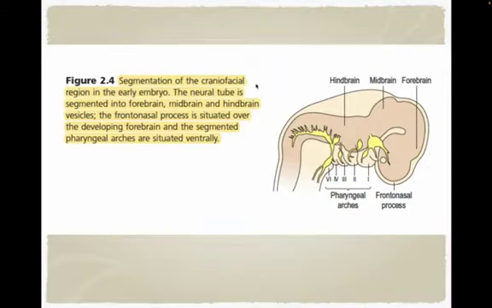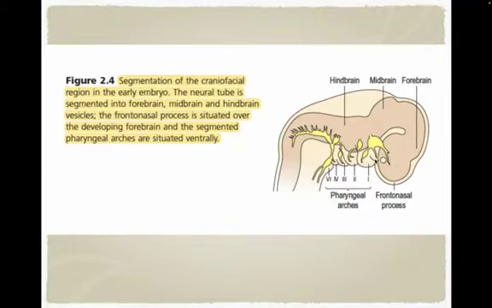Now we'll have segmentation of the neural tube. As we said earlier, the neural tube is here going through the mesoderm. Then this neural tube will start to have differentiation and segmentation, and you're going to have the forebrain, midbrain, and the hindbrain. That is the 3 parts. And we're going to have here at the top what we call the frontonasal process that will start to develop in this area. Now, the frontonasal process will give rise later on to the nose and the upper lip and the primary palate.